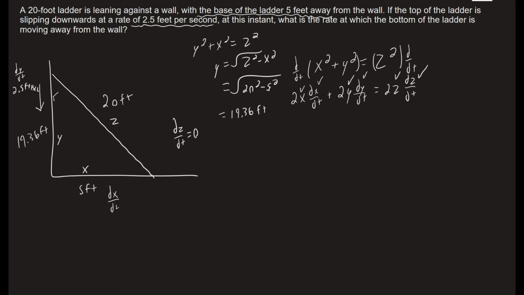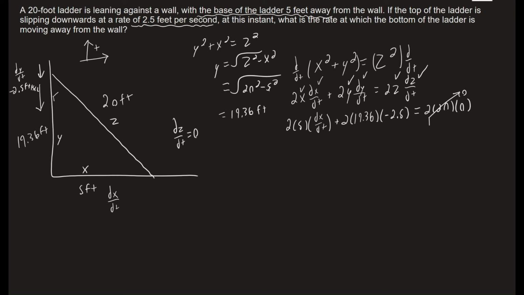Now let's start plugging in. So 2 times 5 times dx over dt plus 2 times 19.36. And be careful for dy over dt. Since this part is moving down, this is a negative. So we should have defined up and right as positive. So yeah, that's negative 2.5 equals 2 times 20 times 0. So this is all 0.